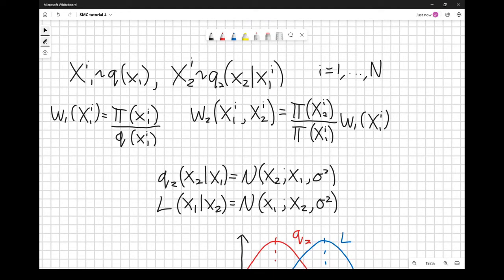And now things look a bit simpler. At iteration 2, all we need to do is calculate this ratio here and multiply it by the importance weight of our samples at iteration 1. If you're used to Markov chain Monte Carlo, specifically the Metropolis algorithm, this approach might seem attractive also because this looks very much like the Metropolis acceptance reject ratio that you calculate as part of that algorithm.